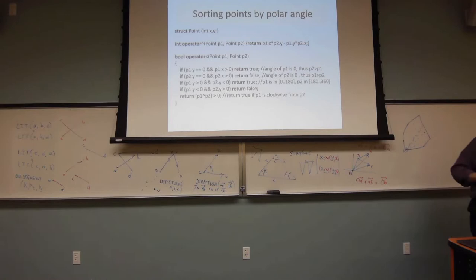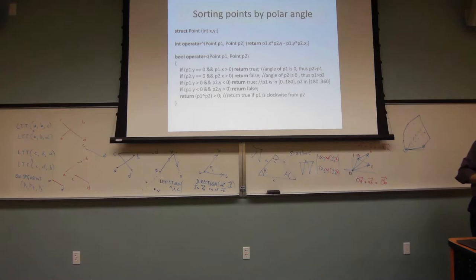Among all those points, pick the one with the smallest angle to the x-axis. Here's my x-axis. Remember, because this is the lowest y-coordinate, nothing is below this, right? So I find the point with the lowest angle, smallest angle.